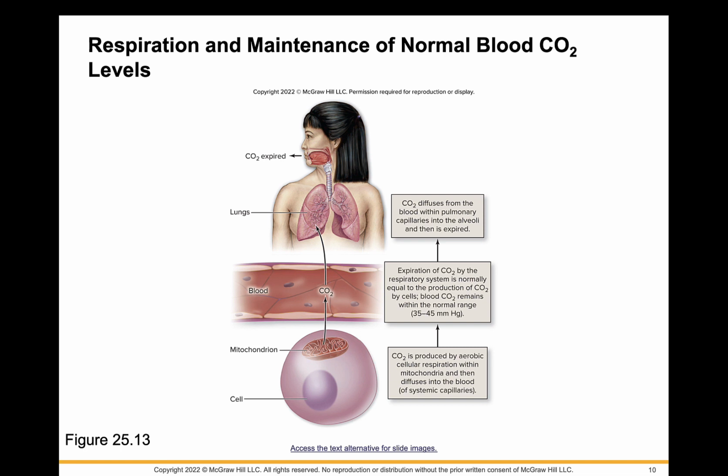Remember, CO2 is produced by aerobic respiration within the mitochondria, and then it diffuses into the blood of the systemic capillaries. Remember the conversion of CO2 into bicarbonate ion occurring at the cellular or systemic level, and it was converted back to CO2 within the pulmonary capillaries.